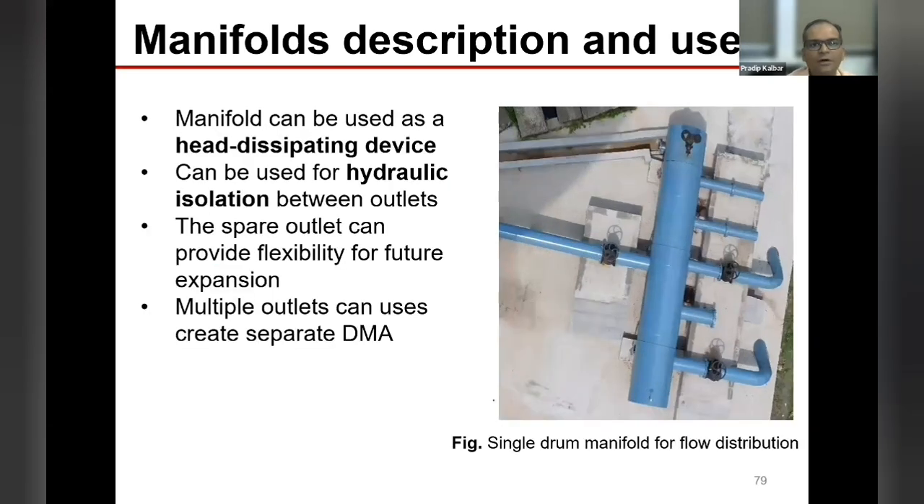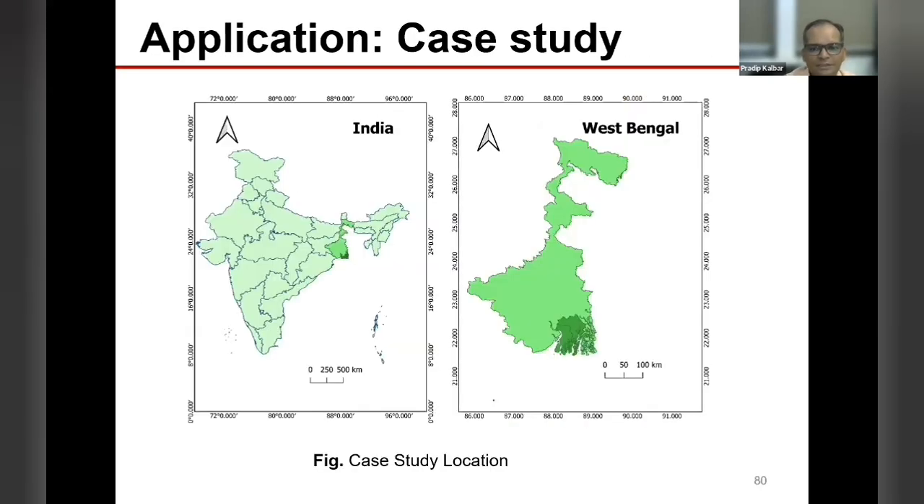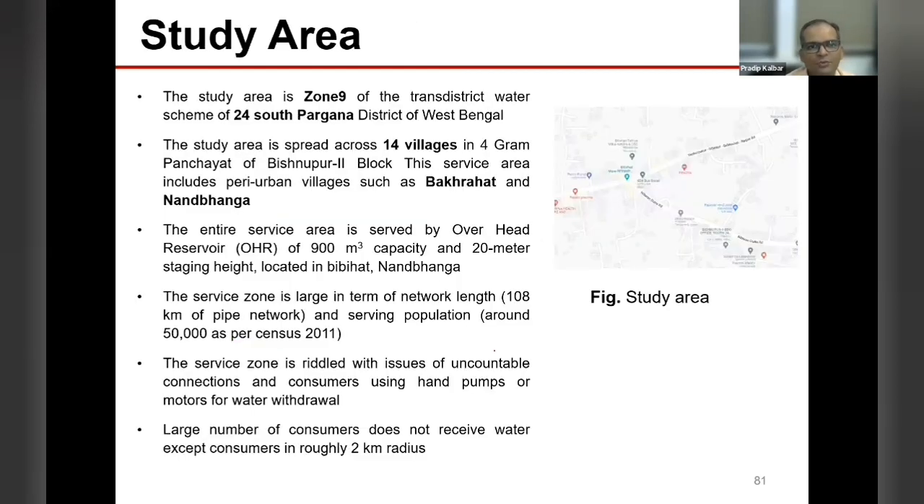I'll explain the application. The application is in the Dongaria region of West Bengal, because the West Bengal Public Health Department called us to work with them to solve this issue. This is in 24 South Parganas district. They had a zone 9, and it is a multi-village scheme. And in one zone where a 9 lakh liter capacity tank was there, with 20 meter staging height, water was not going ahead. So the service reservoir was located somewhere here.